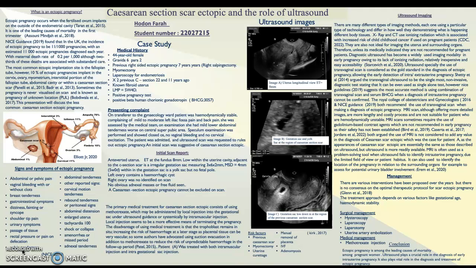Left ovary contains a hemorrhagic cyst, the right ovary not identified. No adnexal mass or free fluid. A caesarean section scar ectopic pregnancy cannot be excluded on scan, suggests medical review.